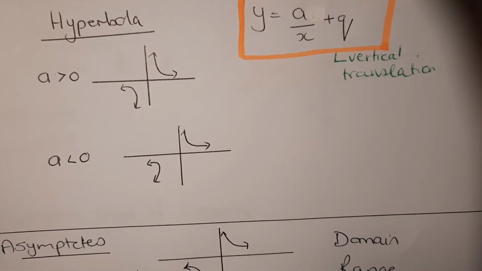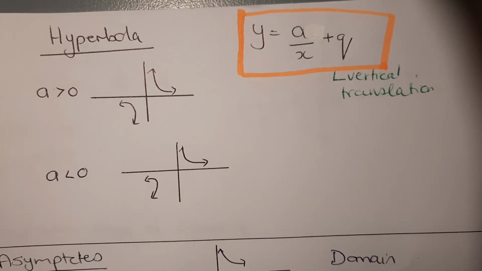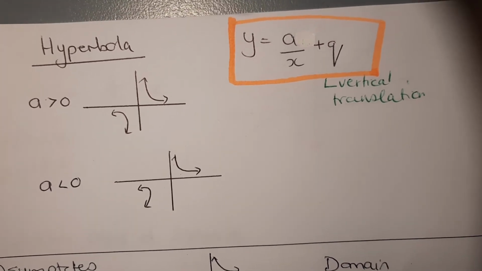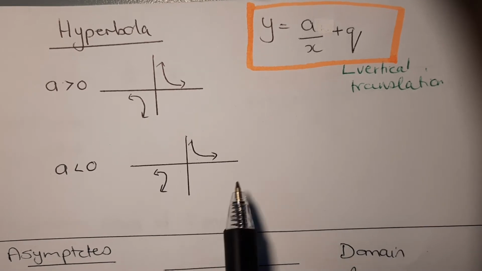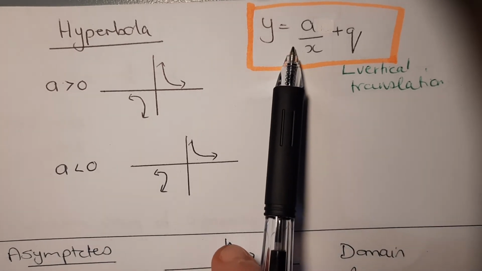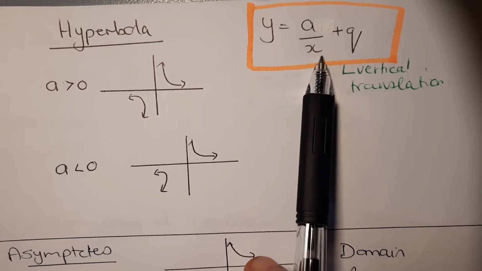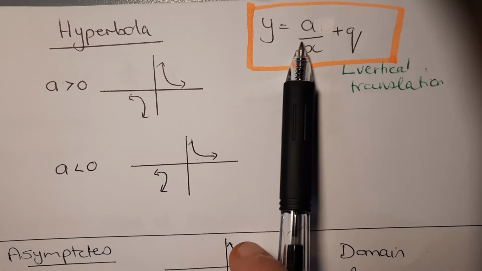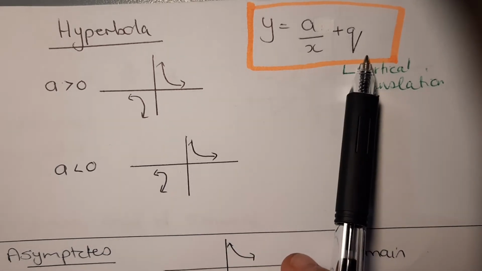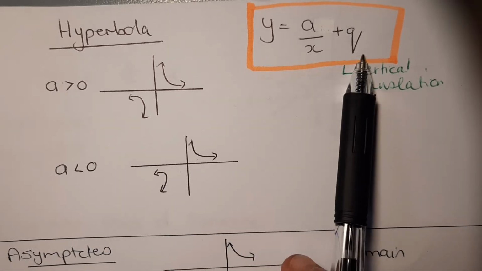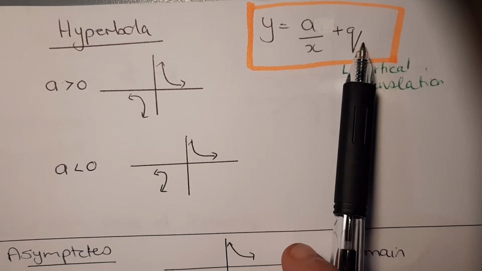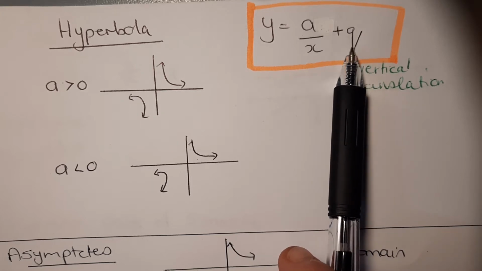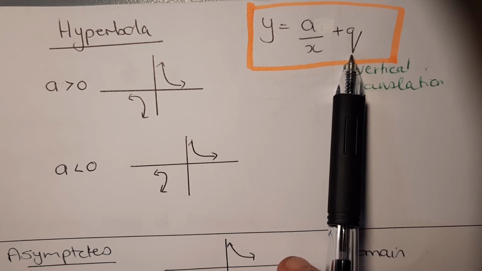Today we are going to start with a hyperbola, but we are first going to do a bit of revision of our grade 10 work. In grade 10 we said that we have a hyperbola if the denominator is equal to x. And we had y is equal to a over x plus q, where q was my vertical translation upwards or downwards. If q was positive, my graph would translate upwards, and if q was negative, my graph would translate downwards.